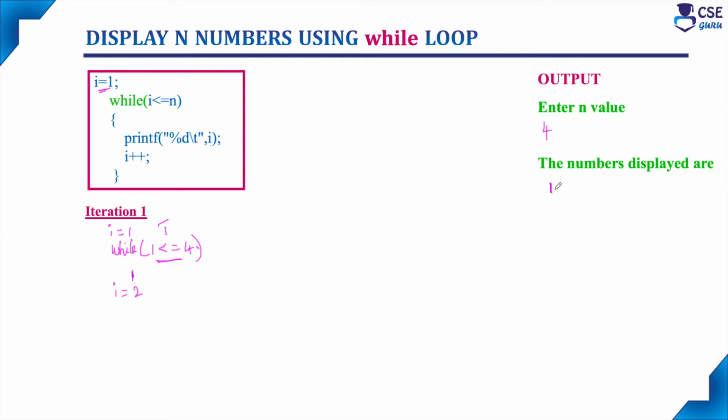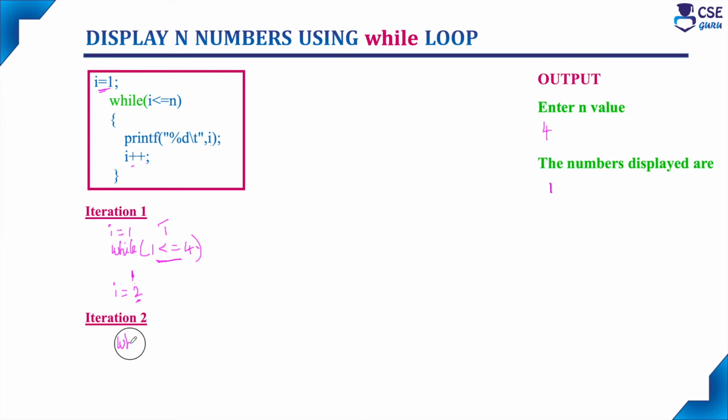Next, consider the second iteration. In the second iteration, we need to consider the I value as 2. Remember here, this initialization happens only in the first iteration, and from the next iteration onwards we will carry the updated I value. So the updated I value is 2, and in this iteration we need to consider 2.